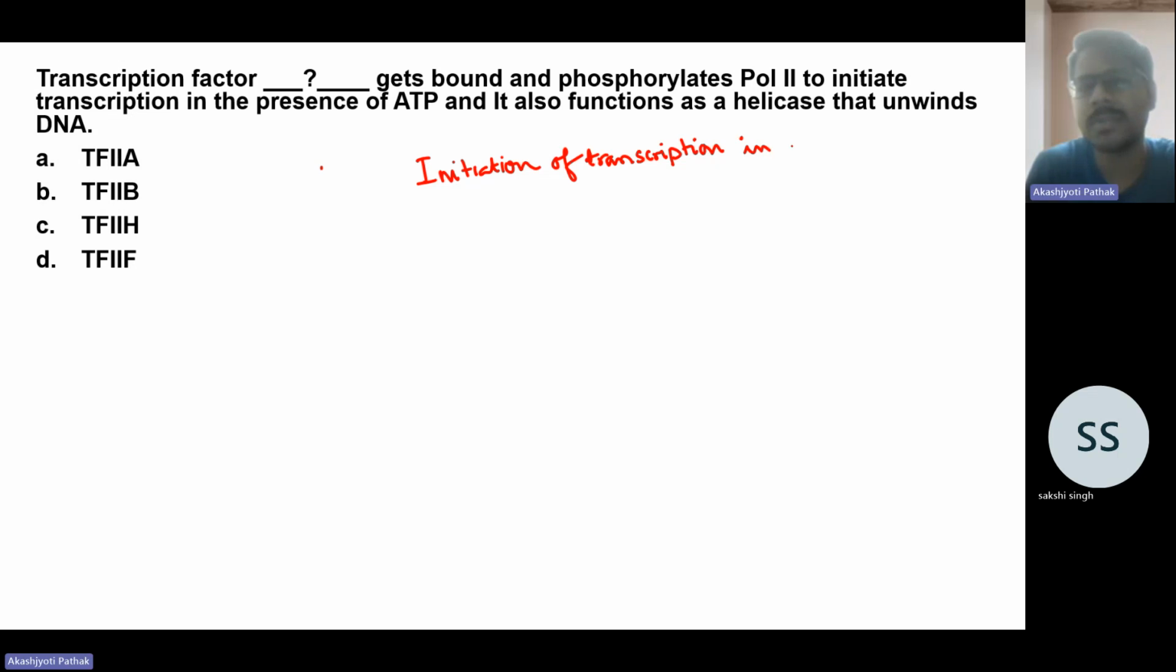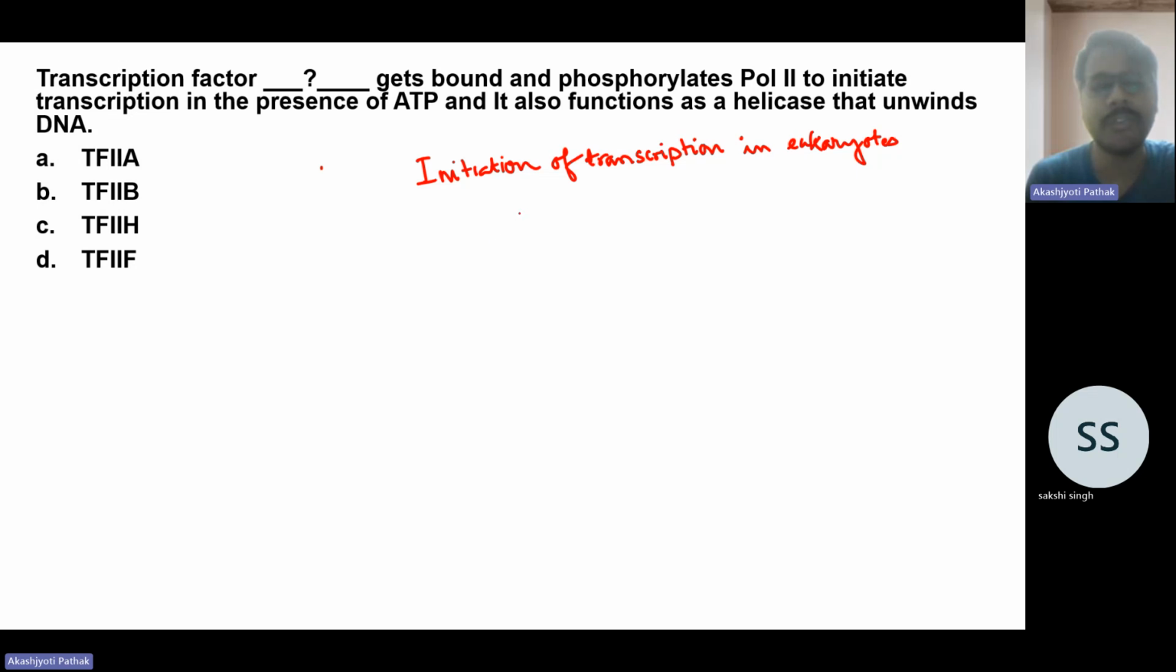So how does transcription initiation take place in eukaryotes? In prokaryotes, the sigma factor is responsible for recognition of the promoter region, so that the RNA polymerase can recognize the promoter region of the DNA. For that, the sigma factor is required, and once the sigma factor binds and recognizes the promoter region, the RNA polymerase starts synthesizing the new RNA transcript.